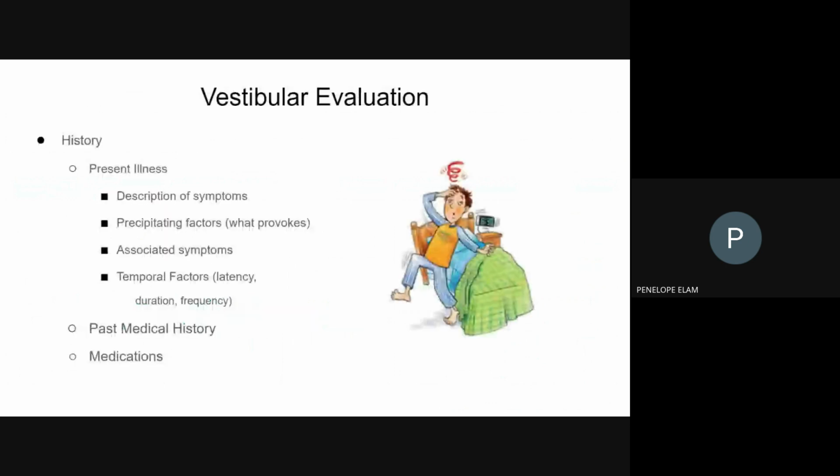So let's go ahead and dive in really quick. We're just going to do a brief overview of history taking. What are some key things that we want to think about when we're talking with someone who has got vestibular dysfunction? So key things that we want to be thinking about, obviously we want to get a good history. We want to know what their present illness is, description of their symptoms, any precipitating factors, associated symptoms, temporal factors, past medical history, and medications. And we're going to get into each one of those here a little bit more.